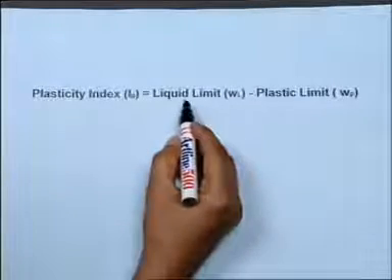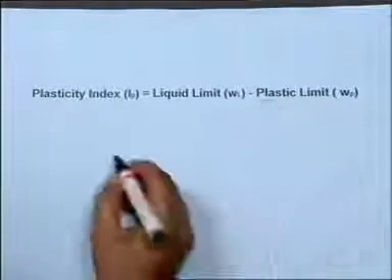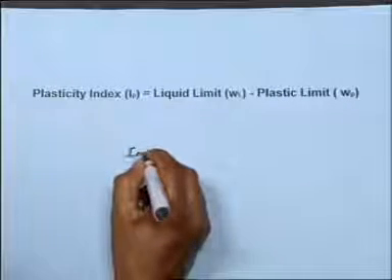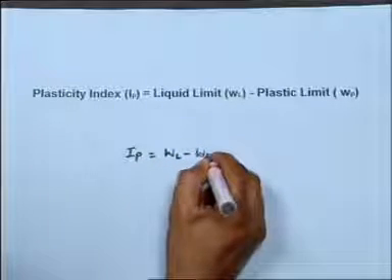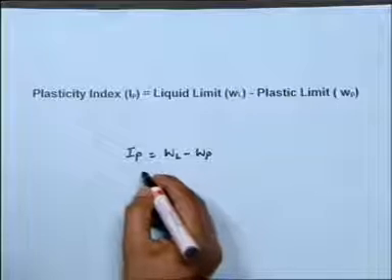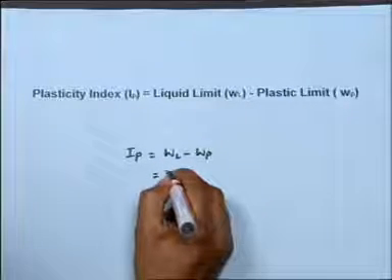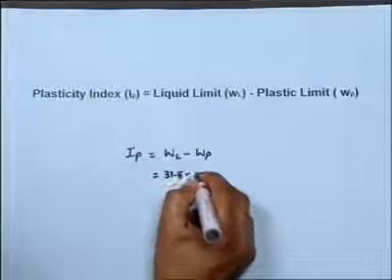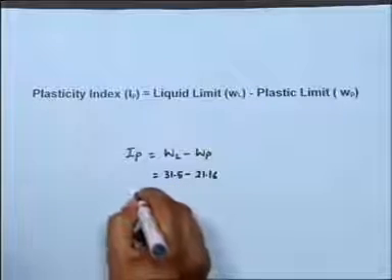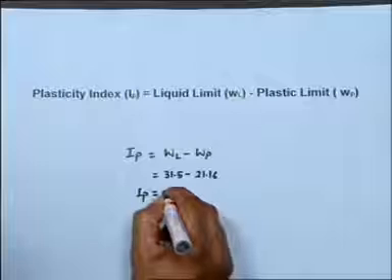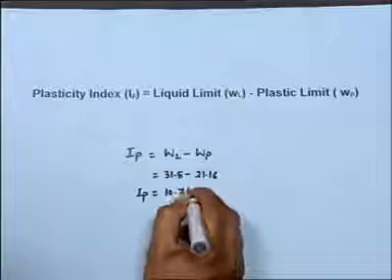After determining the liquid limit and plastic limit of the soil, we shall now determine the plasticity index, which is the difference between liquid limit and plastic limit. IP equal to WL minus WP. Putting the values, 31.5 minus 21.16. So, in this case plasticity index IP equal to 10.34.